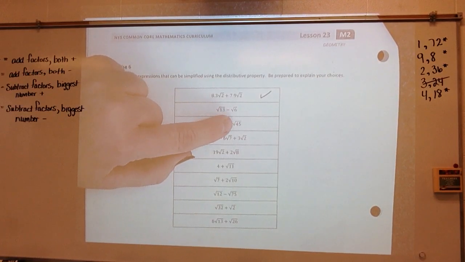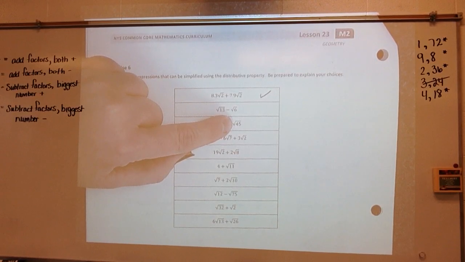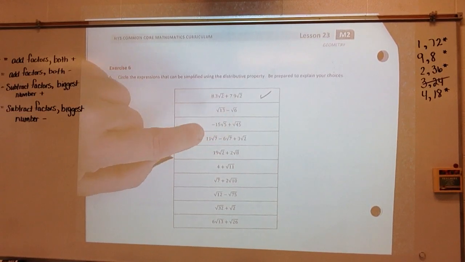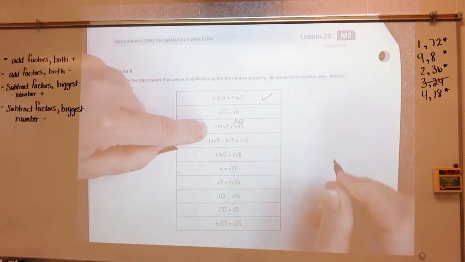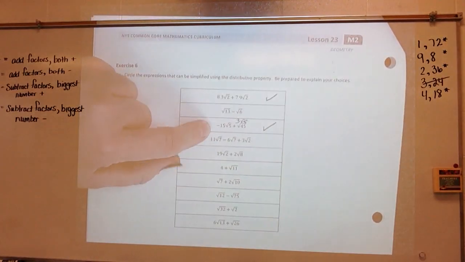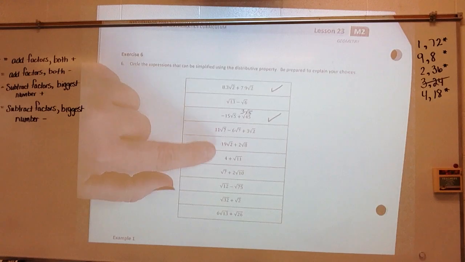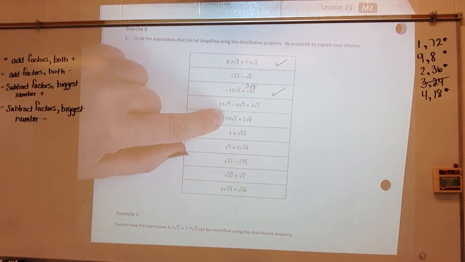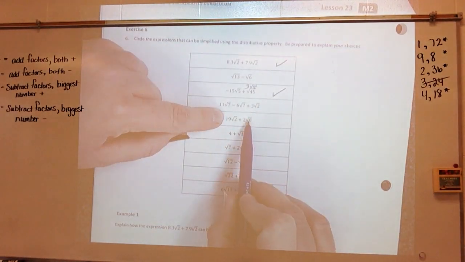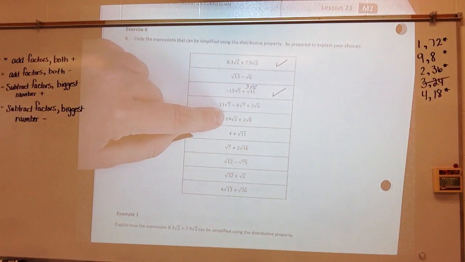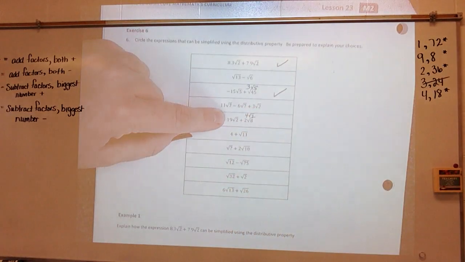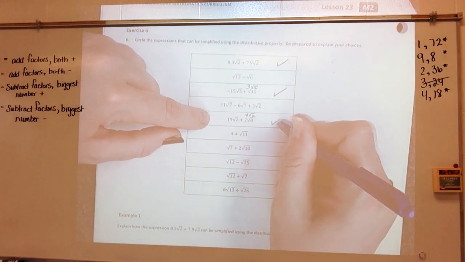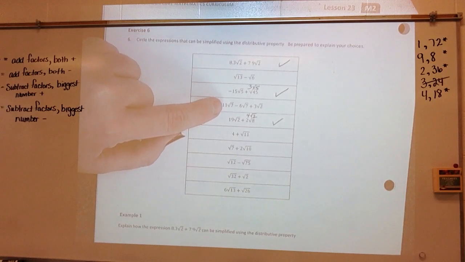I can simplify the square root of 45 as the square root of 9 times 5, which would be 3 square root of 5. Then I can pull out the square root of 5. Alright? Look at this one. I can rewrite this as 2 times the square root of 4 times 2, which is 4 square root of 2. I can pull out the square root of 2. And then I have this one.